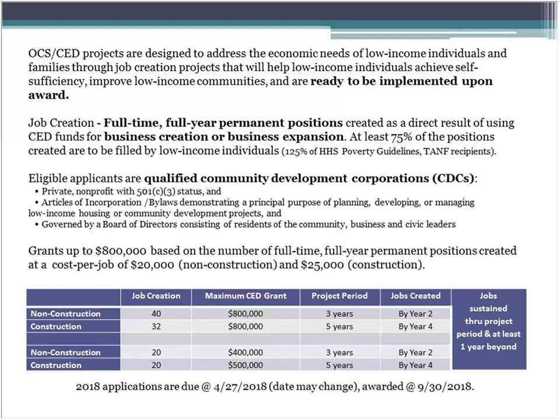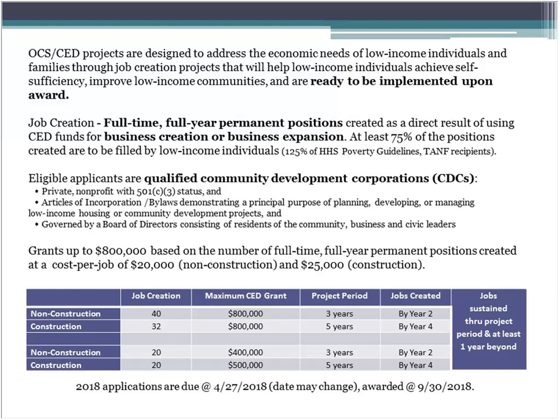Also, OCS wants to see that the jobs will all be created at least 1 year before the end of the project period and sustained during the project period and at least 1 year beyond that. So this is very important and needs to be considered in your planning and how you present your project schedule. So with all the jobs needing to be created by years 2 or 4, you can see why it's so important that projects have everything in place and are ready to be implemented as soon as grants are awarded.